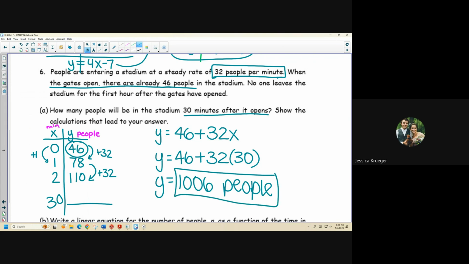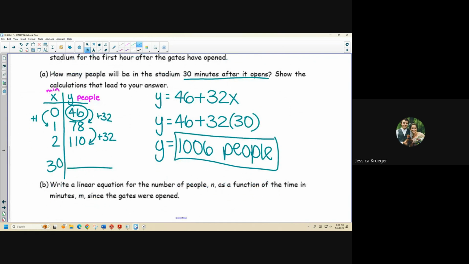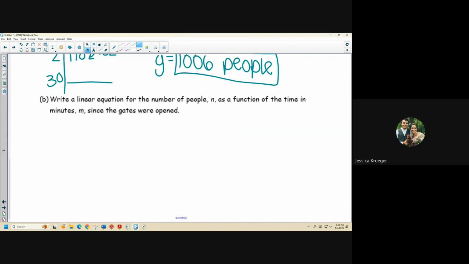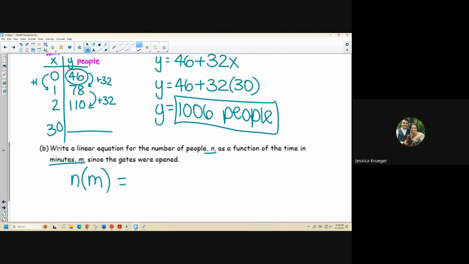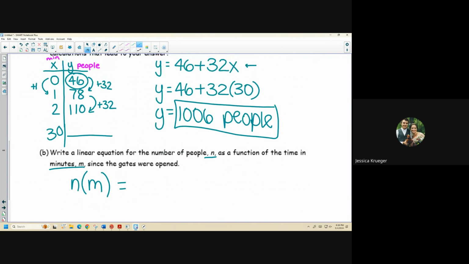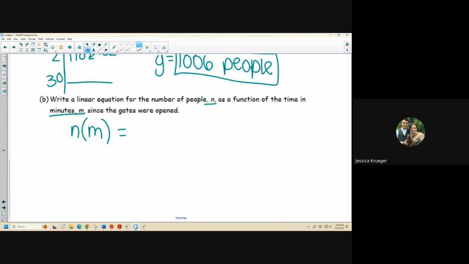Okay, so show the calculations that lead to your answer. There it is. Part B, write a linear equation for the number of people n as a function of the time in minutes m. Number of people n as a function of m. N of m equals. And good news, I actually already have it written here. So it's going to be 46 plus 32, but instead of x, my independent variable is m.